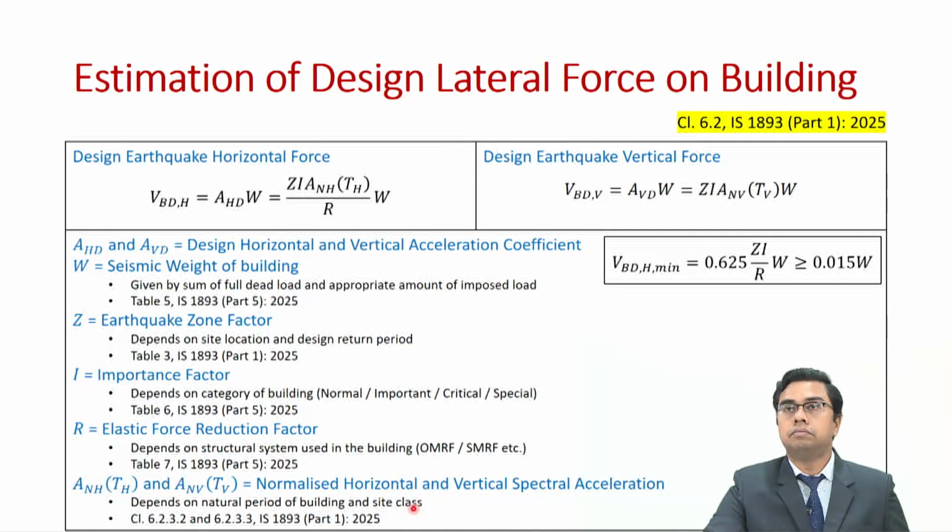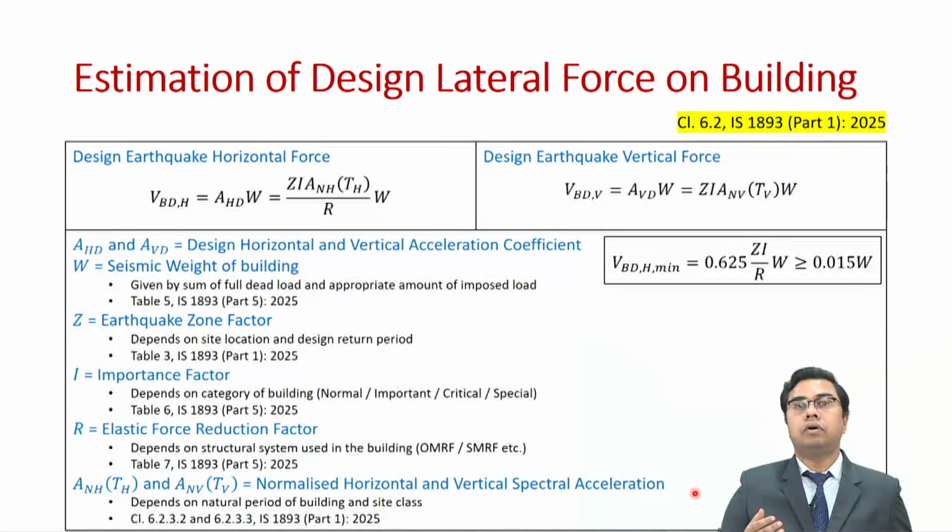At the same time, the design earthquake vertical force V_BD shall be given by A_VD multiplied by W. Here A_VD, which is the design vertical acceleration coefficient, is given by the product of Z, I and A_NV. A_NV is the normalized vertical spectral acceleration, which depends on the natural period for translation along the vertical direction, damping in the system as well as the site class.